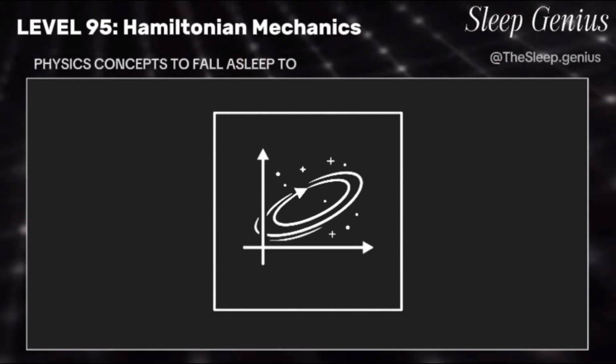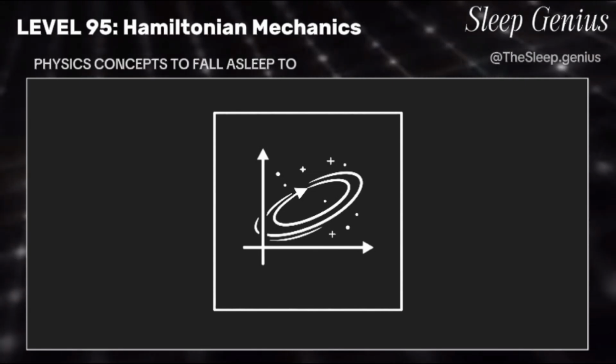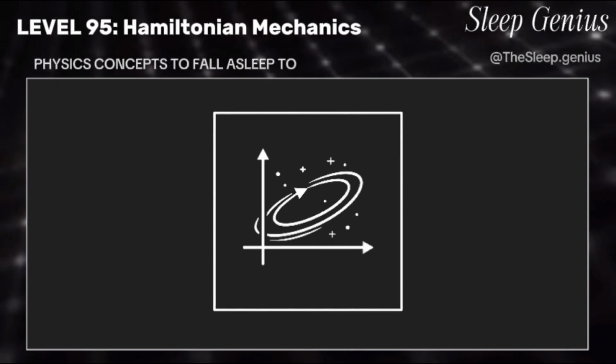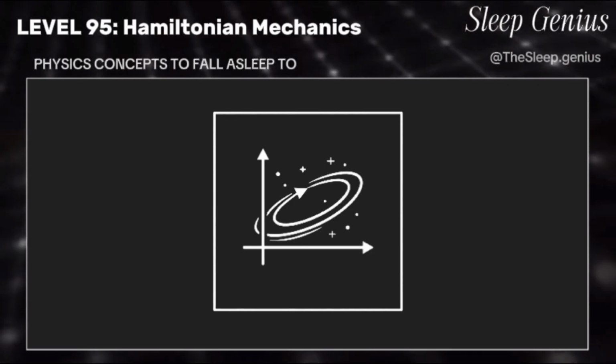Hamiltonian mechanics shows energy as a central principle in nature. It challenges simple cause and effect thinking and opens questions about chaos, quantum systems, and unexplored dynamics. It teaches that motion and energy are deeply connected across all systems.